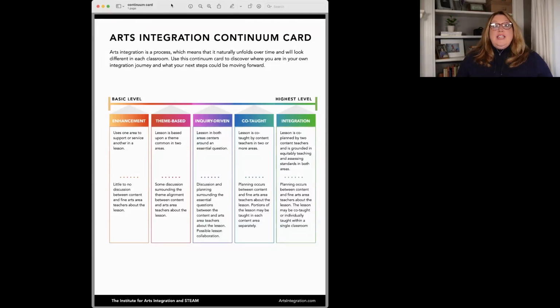So when you start to hear, "Oh, I've done the STEAM lesson," or "I've done an arts integration lesson," but all that the arts are is a drawing or a sketch or something, and if you took that away, the lesson could stand on its own, that is arts enhancement. Like I said, no shade, but we've got to call it what it is. Okay, so that's arts enhancement.